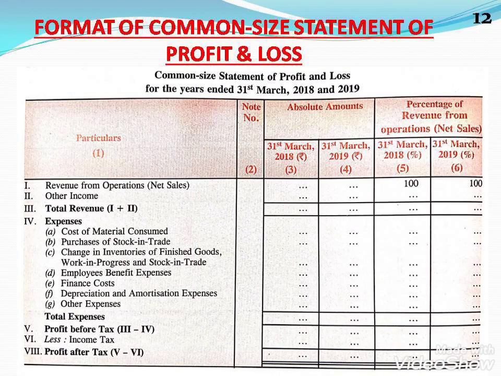This is the format of common size statement of profit and loss. This will also be prepared in the similar manner as we prepared the earlier formats. All the 7 items of statement of profit and loss will be shown in the absolute amounts for both the years, and the amounts will be converted into percentage for both the years by taking a common base, that is revenue from operations. Revenue from operation means net sales.